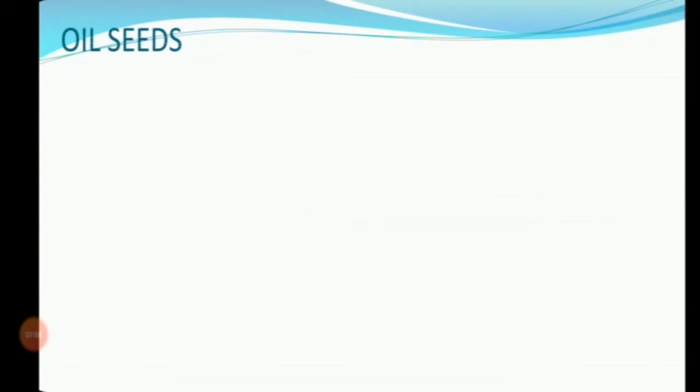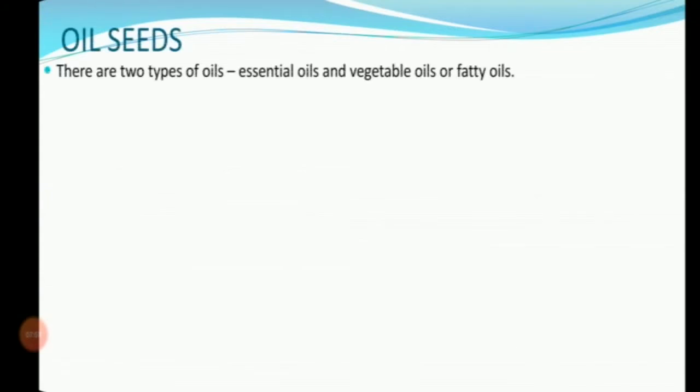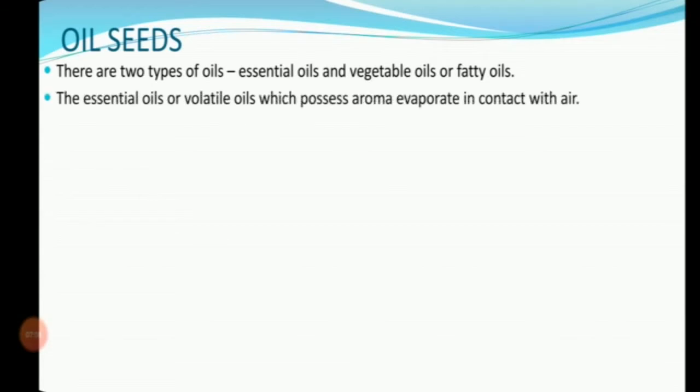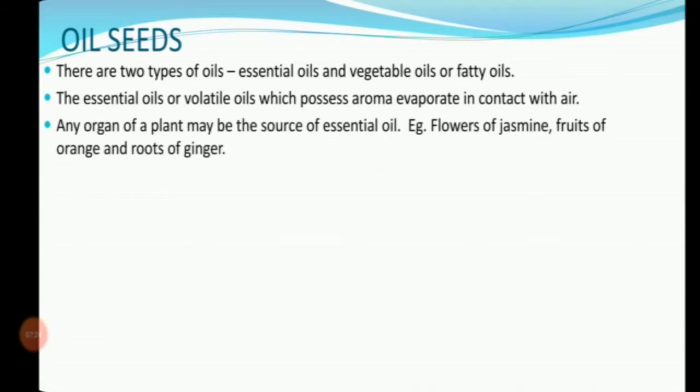Next we discuss the oil seeds. There are two types of oil seeds. One is the essential oils and the other is the vegetable oils or fatty oils. Essential oils may be volatile oils, which possess aroma and evaporate on contact with air. That's why they are called volatile. Volatile means it can evaporate. So, essential oil or volatile oil.